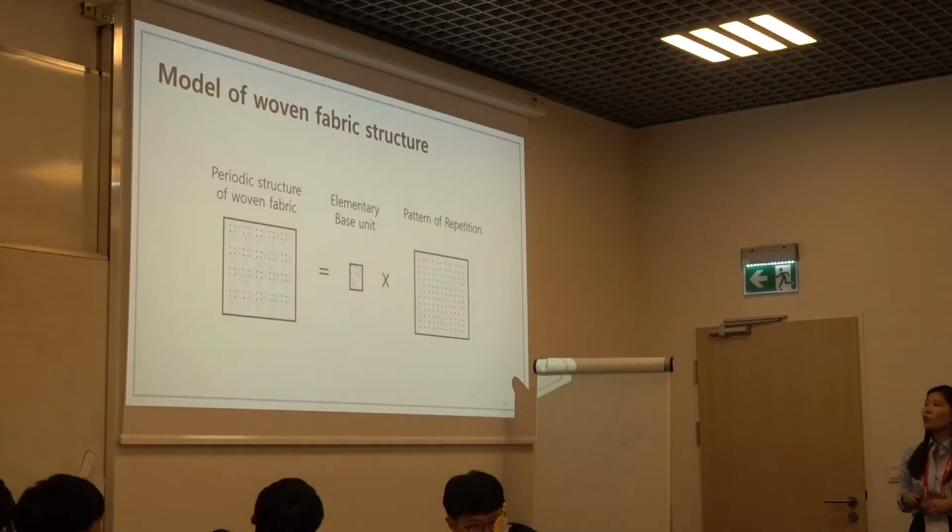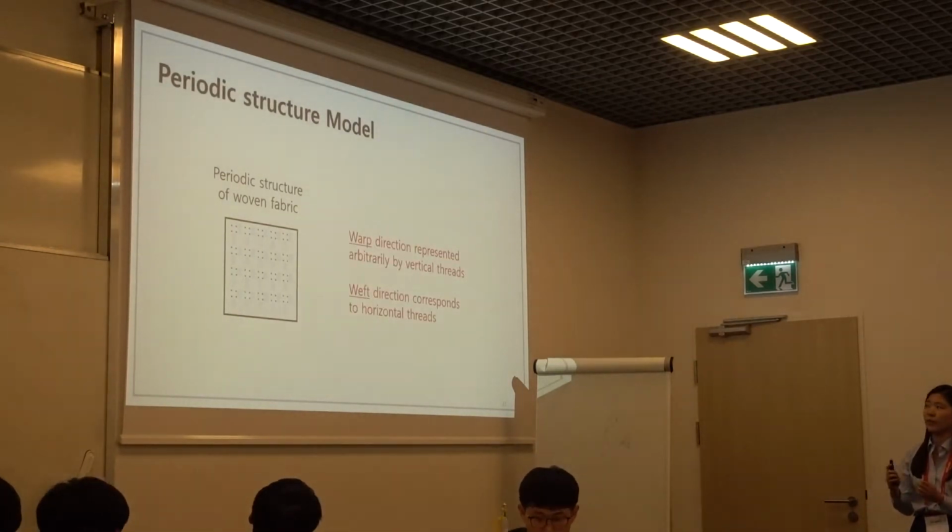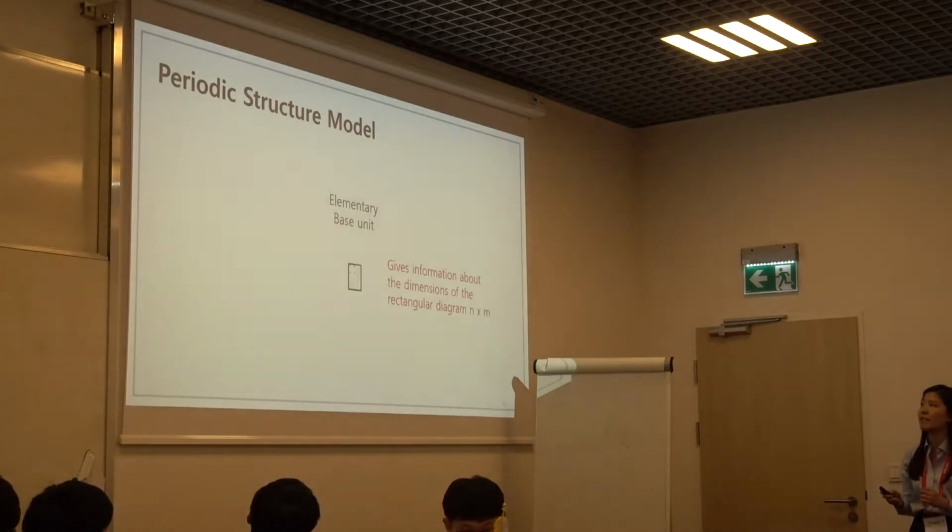And also, we're going to define the periodic structure of woven fabric as elementary base units with a pattern of repetition, where we're going to define the cusp as a translation. And with this, we're going to say that the warp direction will represent the arbitrary vertical lines, while the weft direction corresponds to the horizontal lines.